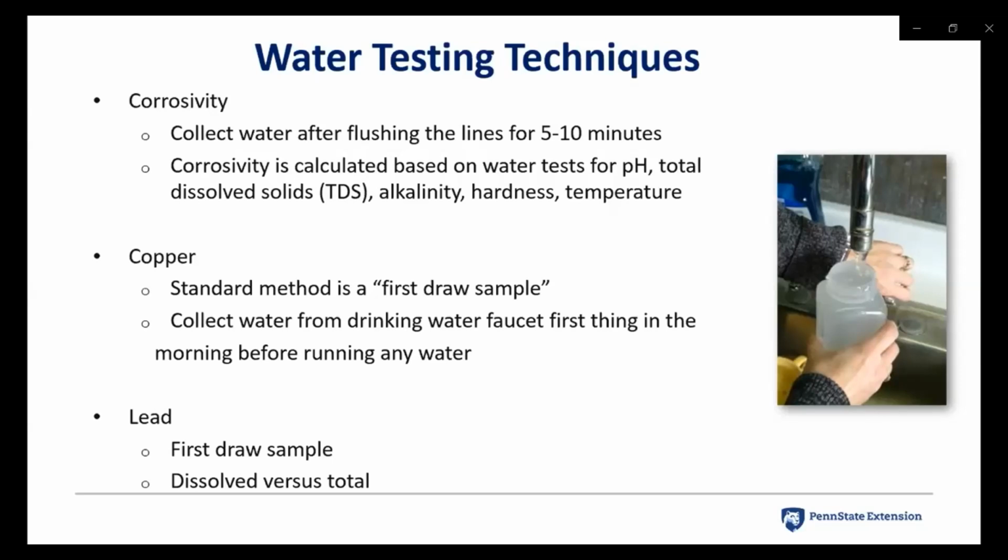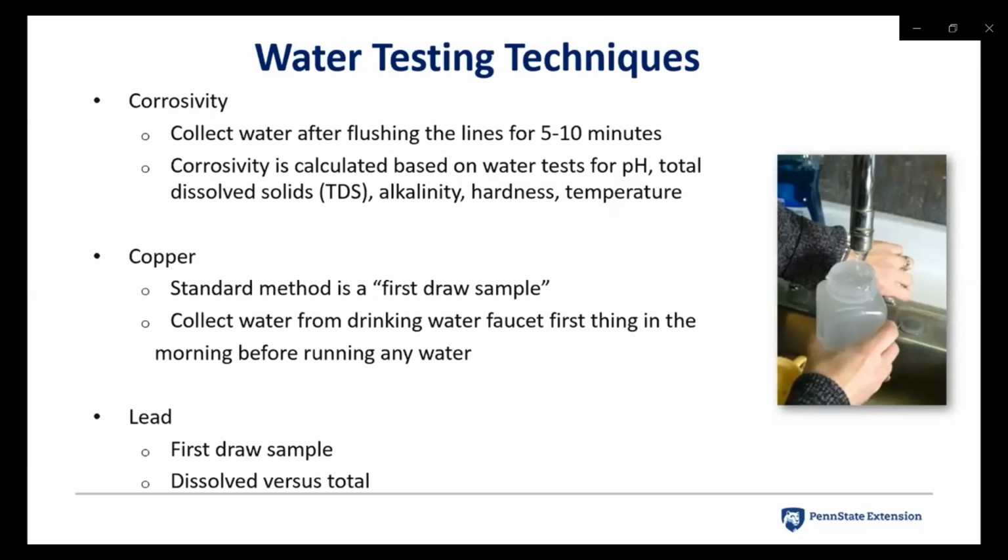Because as the water sits in the pipe, the concentration of lead and copper will build up over time. And so we typically see the highest concentration from water that has sat in the plumbing. And then as you turn the faucet on, you start to reduce that concentration as you draw fresh water out of the well or the spring or the cistern.